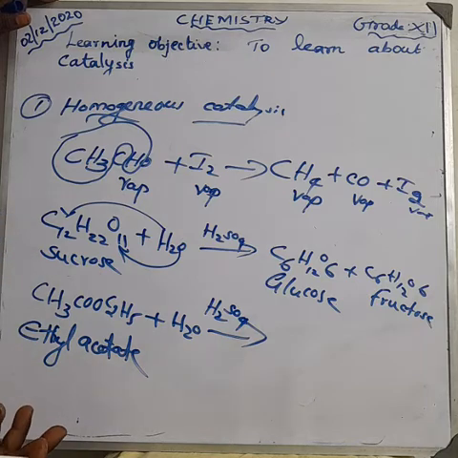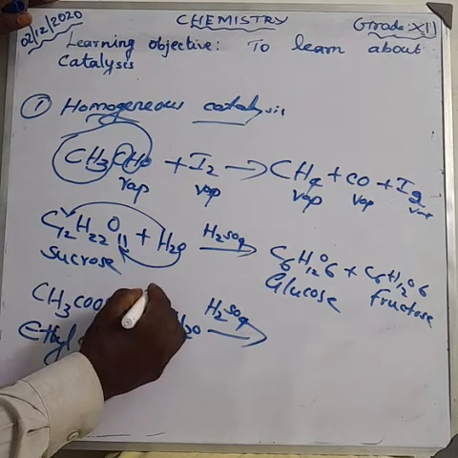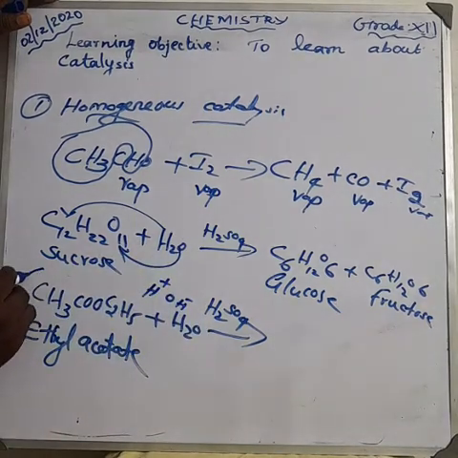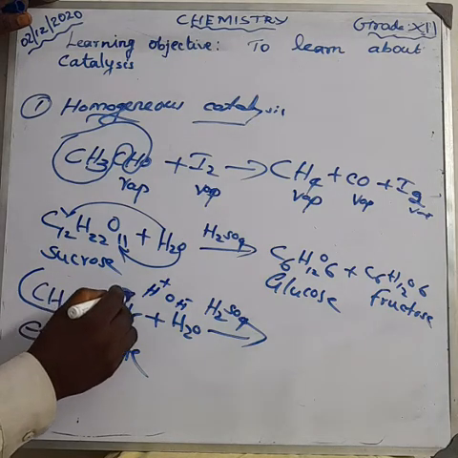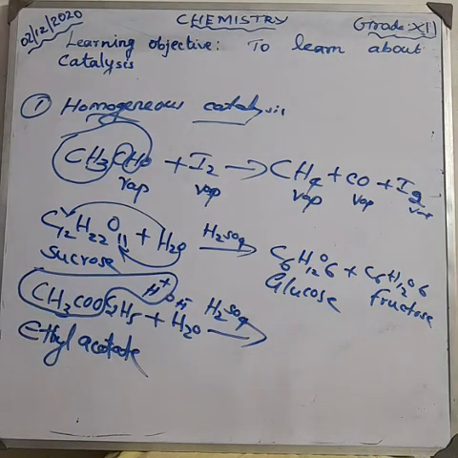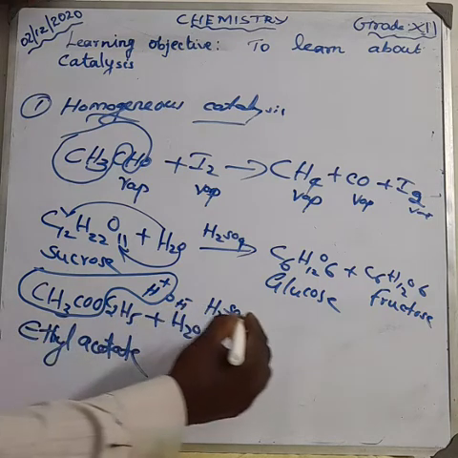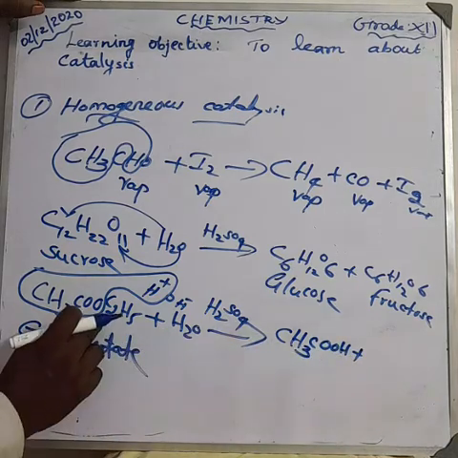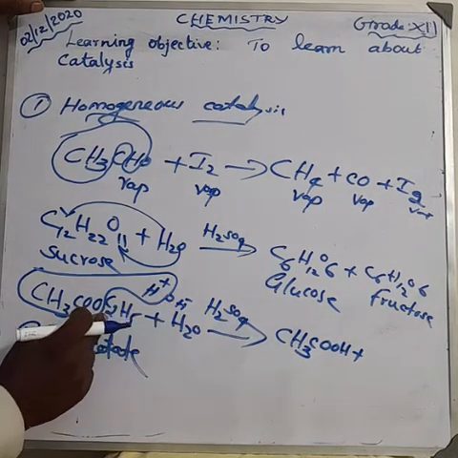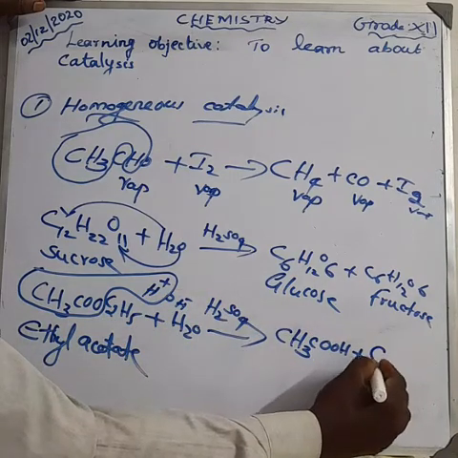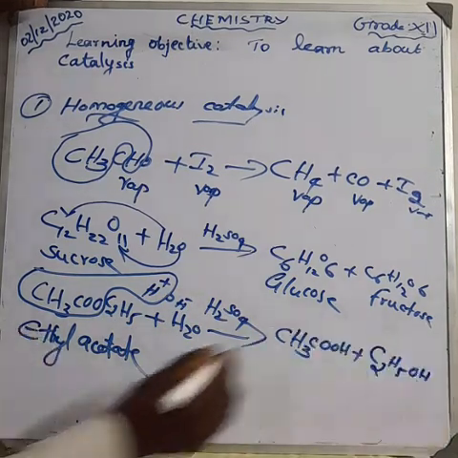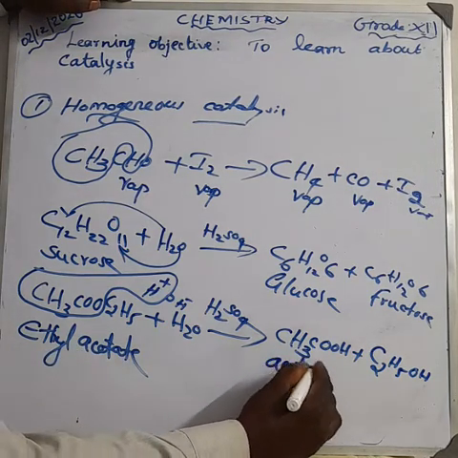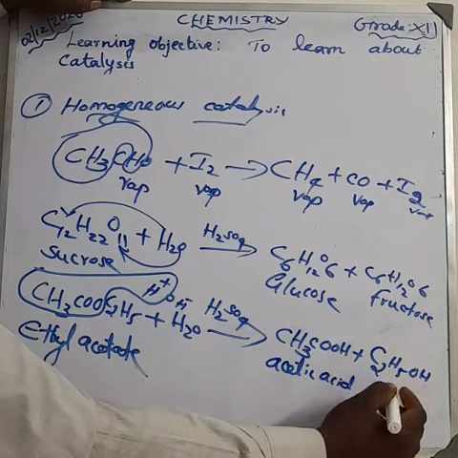So what product is obtained? The water is converted into H plus and OH minus. Am I right? So what's the product? CH3COOH plus C2H5OH. What is that? This is called acetic acid. This is called ethyl alcohol.